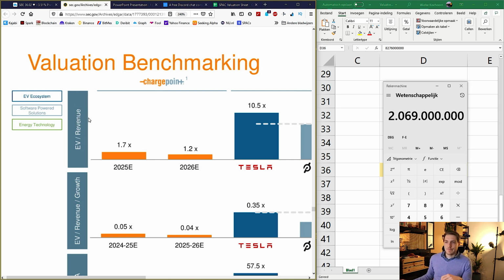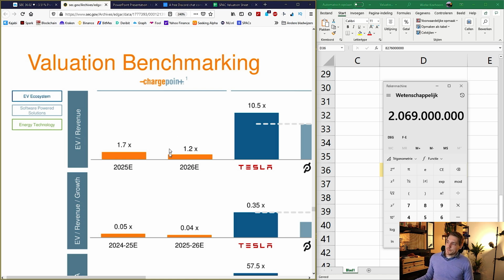What does that mean exactly? Well, let's say, for example, and let's not talk about ChargePoint for a second, there is a company that has $100 million in revenue, and the enterprise value is $1 billion. What that means is you have an enterprise value to revenue ratio, or what they call an EV to sales ratio, of 10. Because the company has 100 million in revenue and the enterprise value is 1 billion. 1 billion divided by 100 million is 10. So the EV to sales ratio, or enterprise value to revenue ratio, is 10.